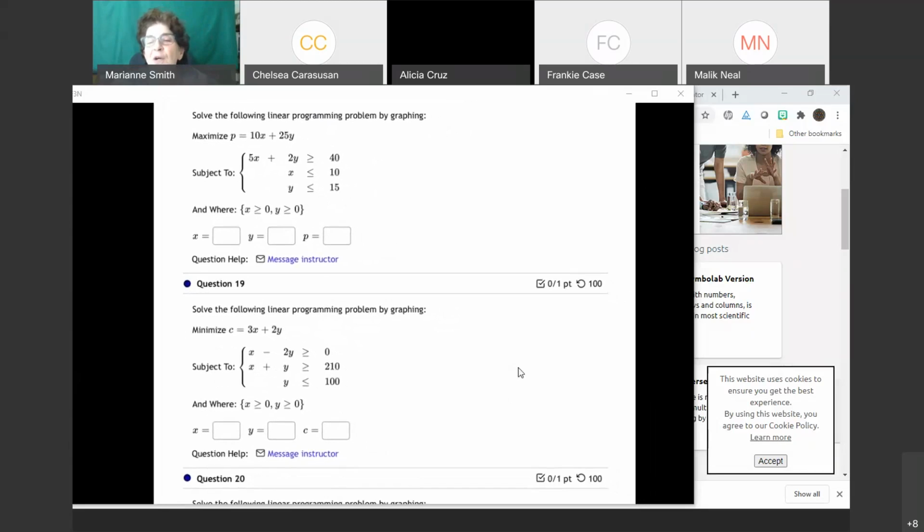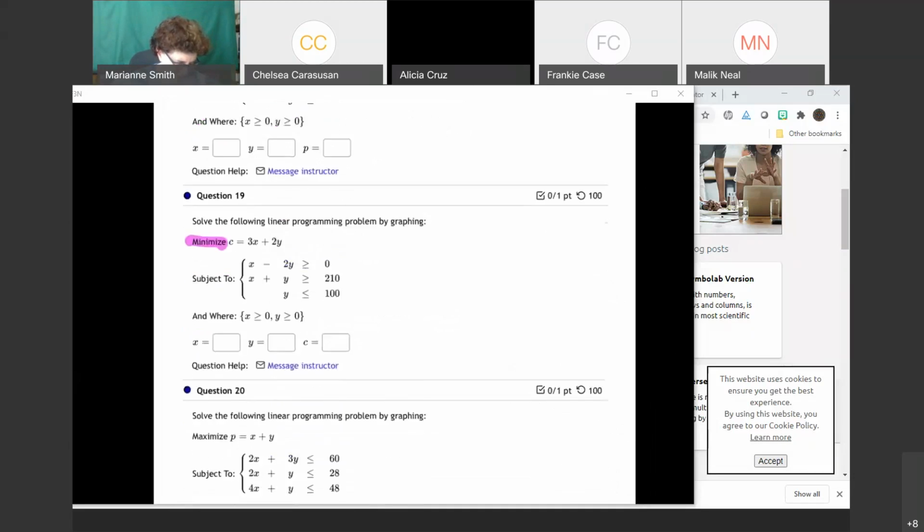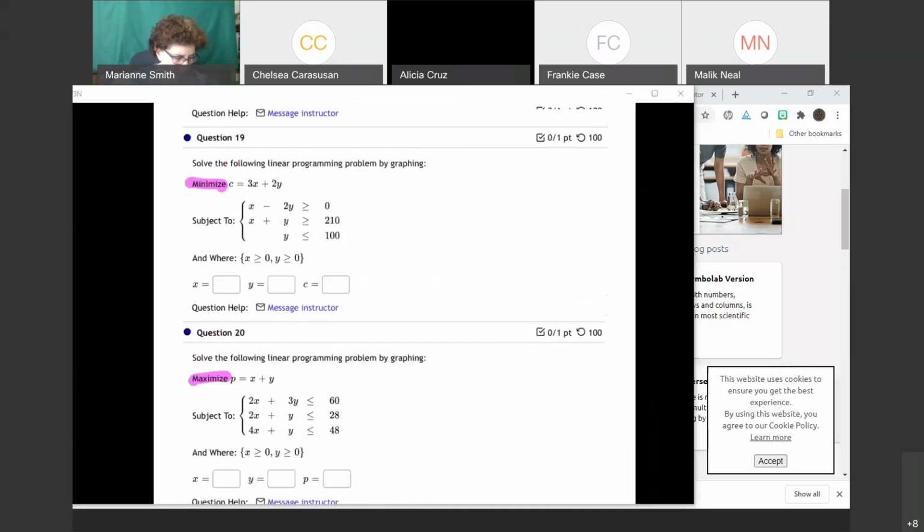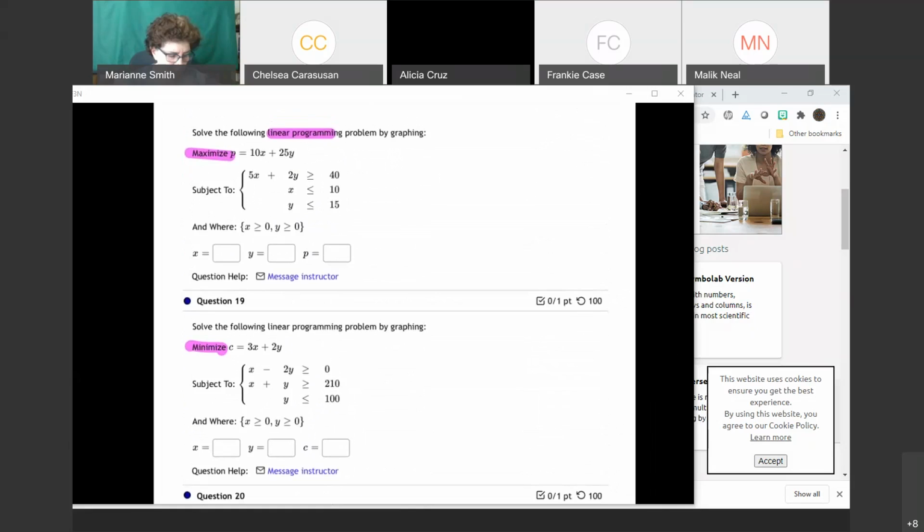All right, so is this a linear programming problem or is this a system of equations? Linear programming. And again, you can see because, well, duh, they tell us. That's nice of them. But here's the dead giveaway. Maximize. This one says minimize. This one says maximize. Now, they say by graphing, which means you can do this with Desmos.